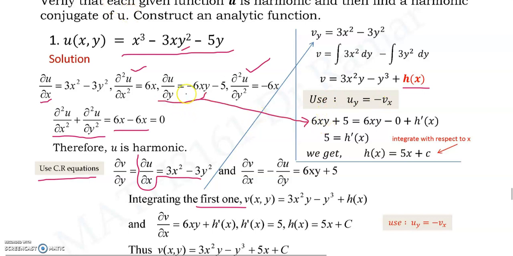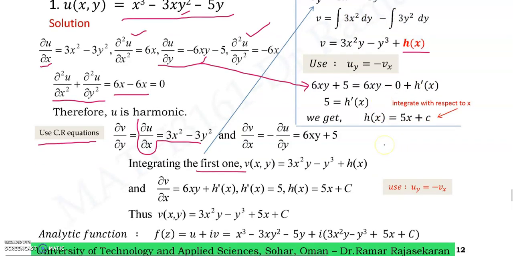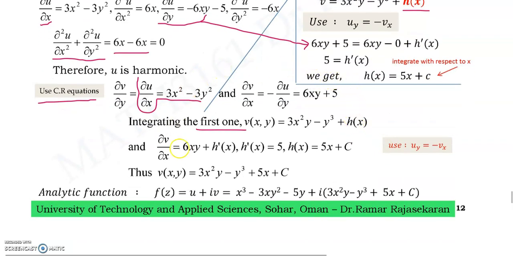From this I can write u_y, this minus I put this side, so 5 minus 6xy. Minus 5 becomes 6xy plus 5. Then I write v_x from this one, so that you can find h dash of x is equal to 5. Then again integrate, you will find h of x is equal to 5x plus c. Here I explained, the actual answer is this part. It is given directly to make you understand.